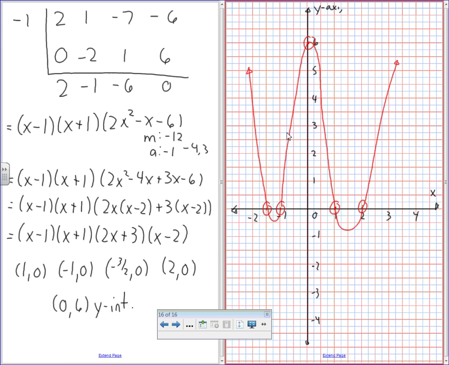I was going to get Michael to give you a double root, and I will tomorrow for your warm-up, to show you how the double roots work, where it just sort of nicks the line and bounces off it. There's like 2.